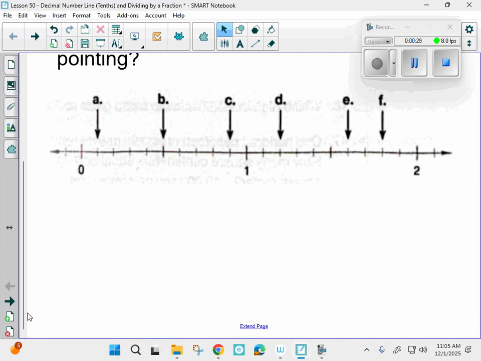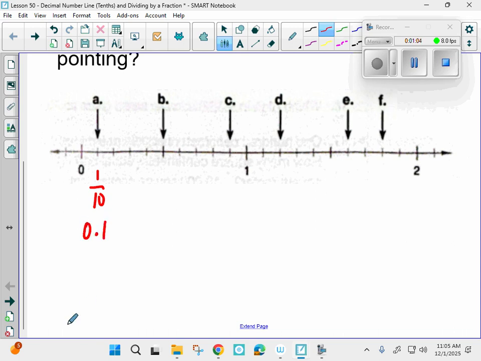All right. So first of all, we need to know what this is split into. And so you have to count how many segments there are. There's 1, 2, 3, 4, 5, 6, 7, 8, 9, 10. All right, so we're going by tenths right here. So if I did this A as a fraction, it would be 1/10. If I did it as a decimal, it would be 0.1.